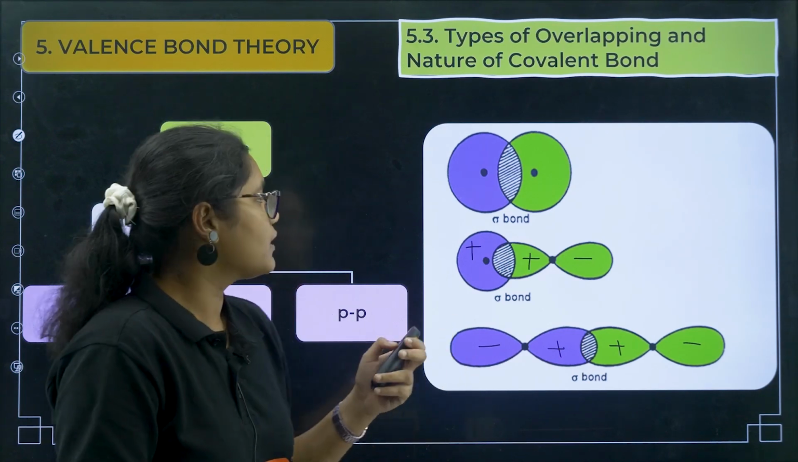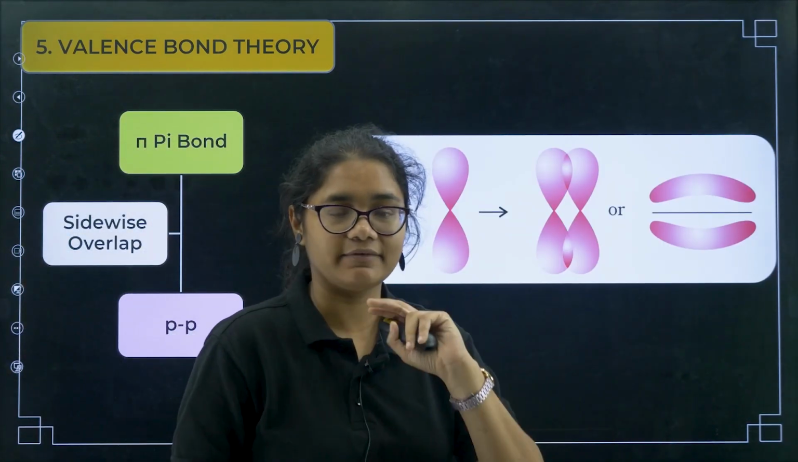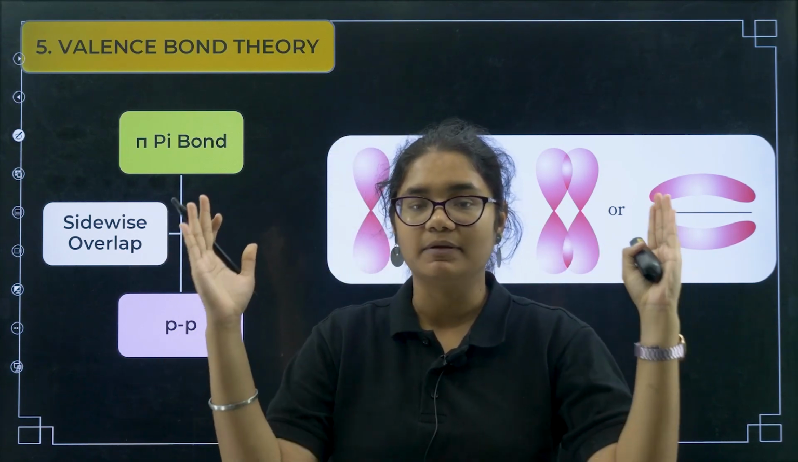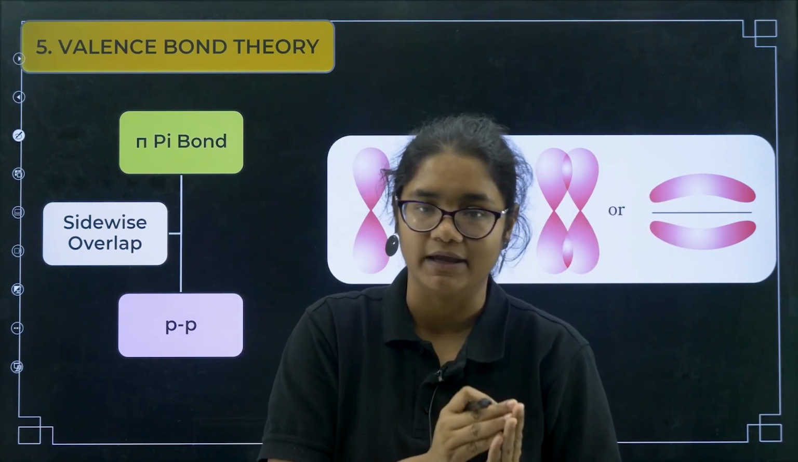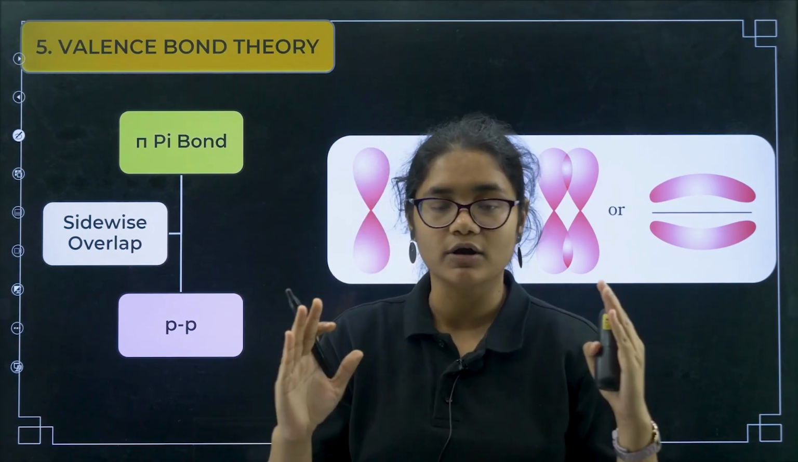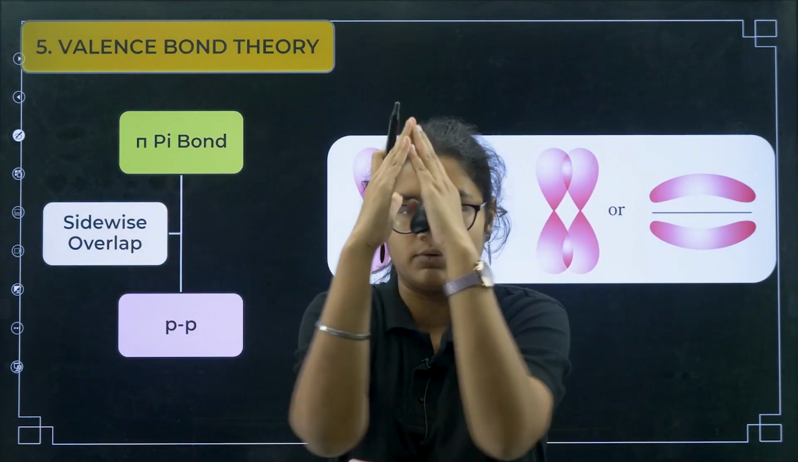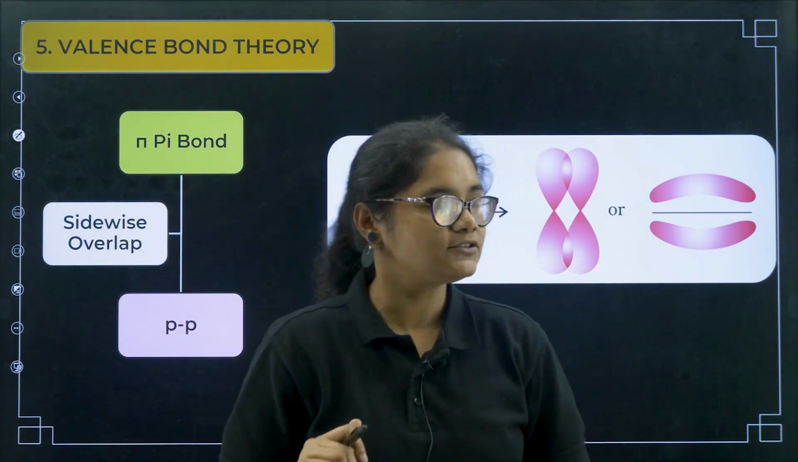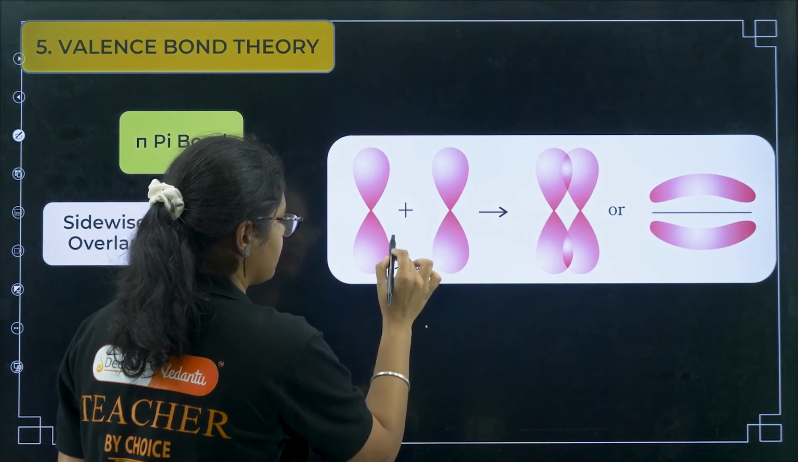Now coming to what is pi bond. So we have seen that there was another type of overlapping which took place laterally. So these two, px and py, this will give you pi bond. That is not head-on overlapping, this is sidewise overlap. From the side they are overlapping, not head to head. Clear? So in that case, this can be either px or it can be py.